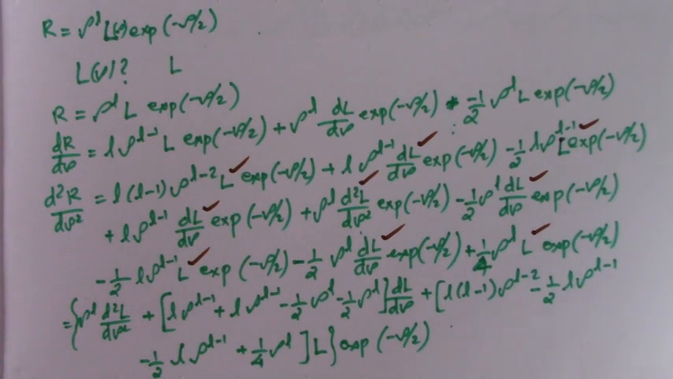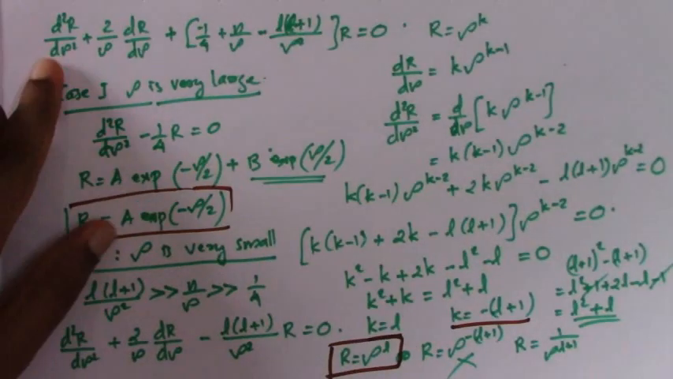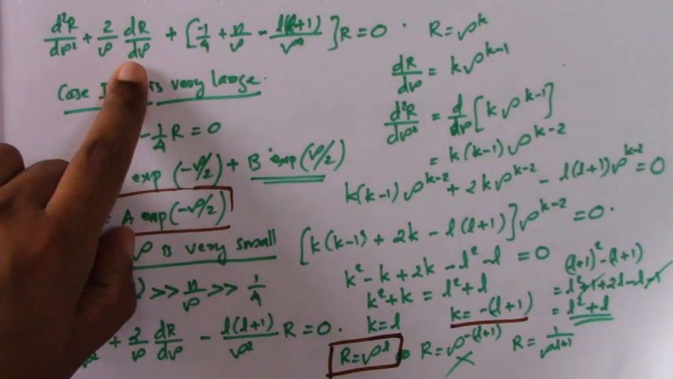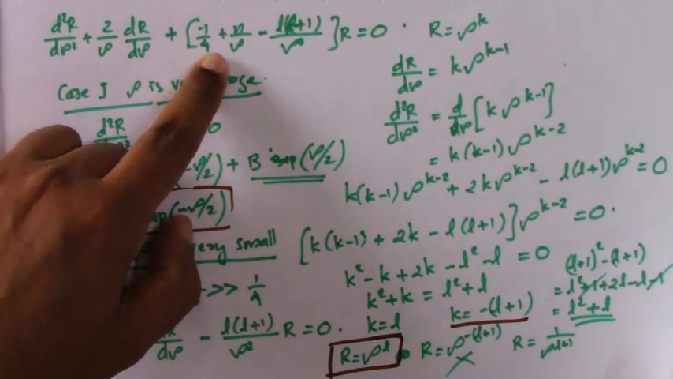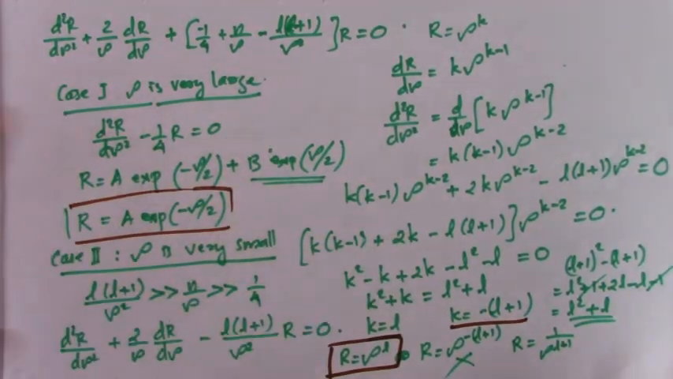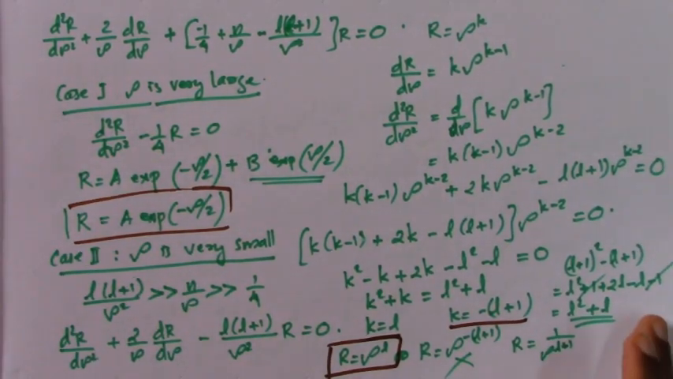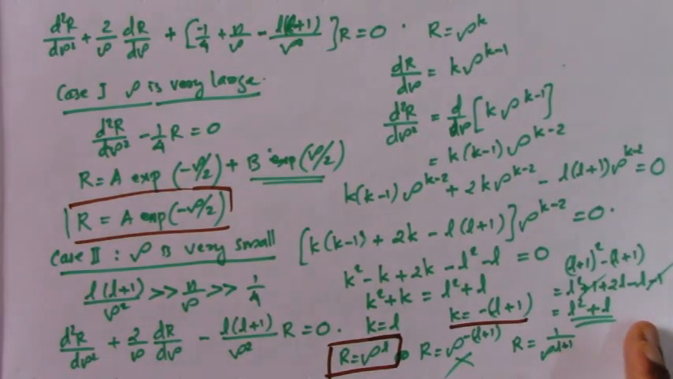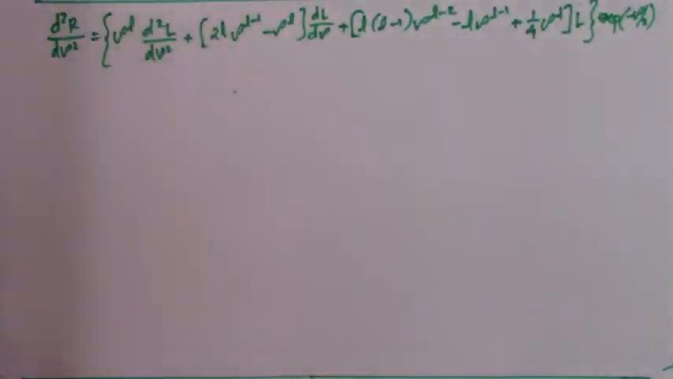Now what we are going to do is substitute into the R equation. The R equation is d square R by d rho square plus 2 by rho dR by d rho plus minus 1 by 4 plus n by rho minus L into L plus 1 by rho square, into R, is equal to 0. In this equation we are going to substitute for d square R by d rho square, dR by d rho and R. We will substitute everything, then we will see how it emerges.